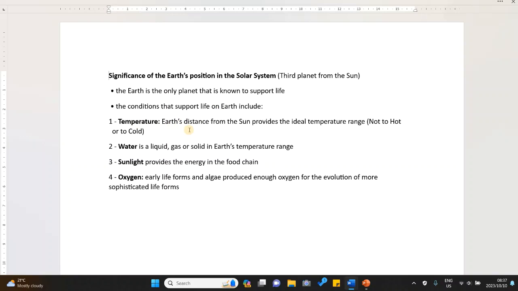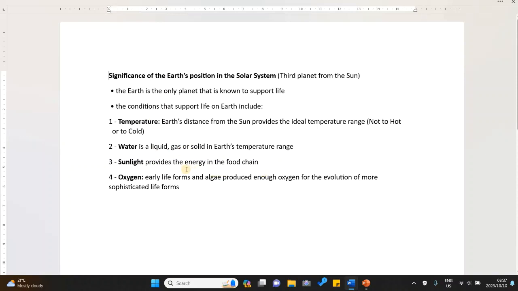You can imagine that if Earth was placed closer to the Sun, like for instance Venus, it would have been much too hot on the surface of the Earth for any living thing to survive. So its position, number 3 from the Sun, is ideal in terms of temperature for us to survive. Then Earth has got water, in liquid, gas and solid phase. It's because of this temperature range, and that's also ideal for living things.